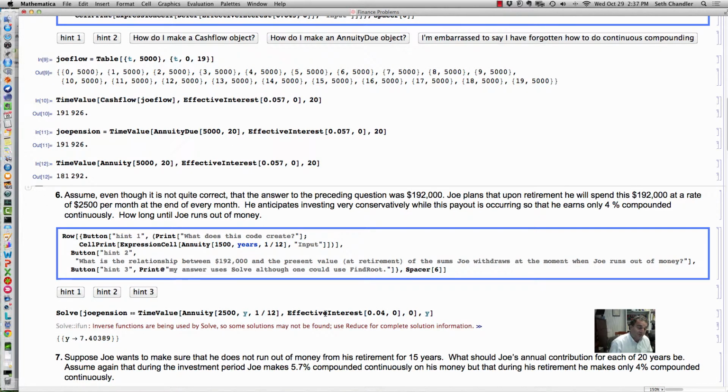Okay, so that's the first part. Question six is, I sort of needed to give you an answer. So we approximate $192,000, and now we want to know, assuming Joe spends $2,500 per month at the end of every month, and he wants to be conservative because he wants to make sure he has enough money and earns 4% on his money, how long is Joe's money going to last before he's left to Social Security and the rest?